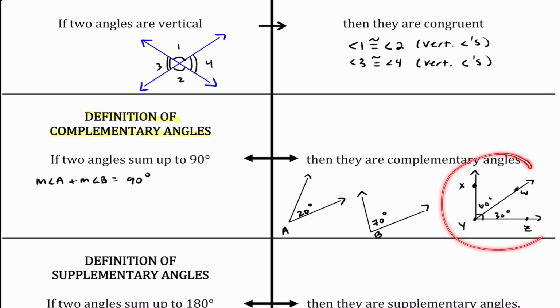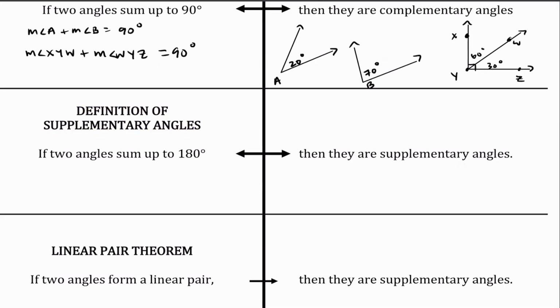The example over here, we can see that these two angles add up to 90 degrees. So the measure of angle XYW is 60 degrees, and the measure of angle WYZ is 30 degrees. 60 plus 30 is 90. So let's make a note. Measure of angle XYW plus the measure of angle WYZ is equal to 90 degrees.